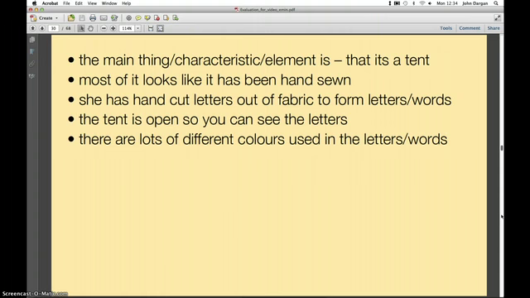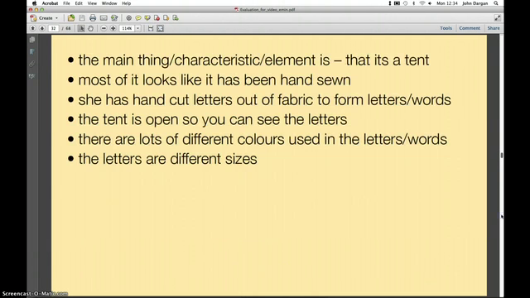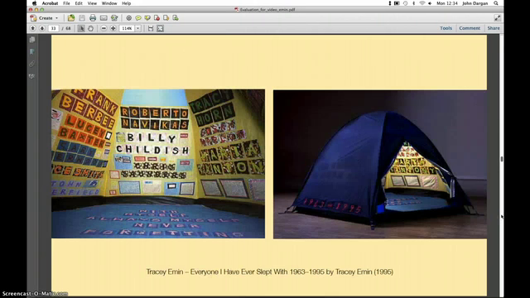There haven't been uniform colours used in the letters and words that have been cut out of fabric. There are lots of different colours used. That could be important. The letters are different sizes. If they're all the same, it would be doing a slightly different thing. It would mean something slightly different.